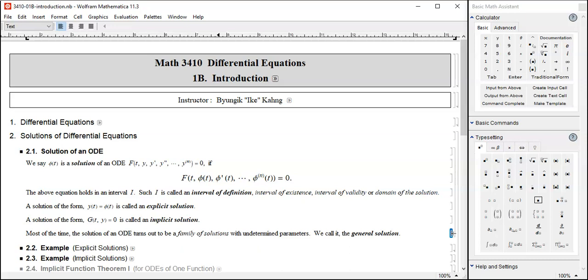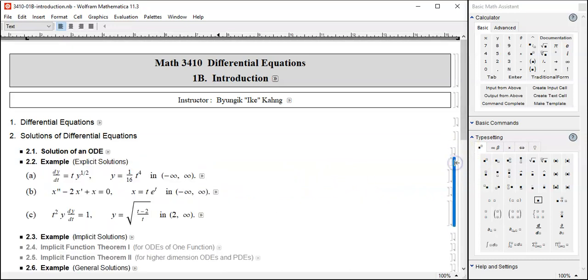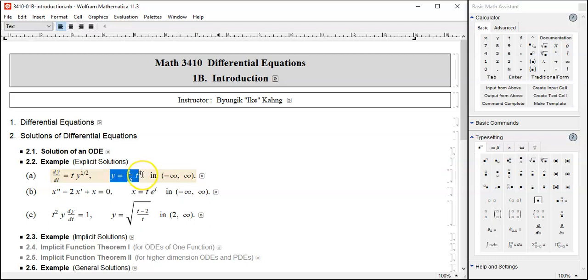I hope I made sense, but look at this kind of expression. It's really hard to make any sense out of these until we actually see some example. So let's move on. Here are some examples of explicit solution. You see, y equals phi of t form, y equals 1/16 t to the 4th power. Again, I'm not asking you to find this solution out of the given differential equation. No, that's something we're going to start doing from next week. Let's just analyze the solution.